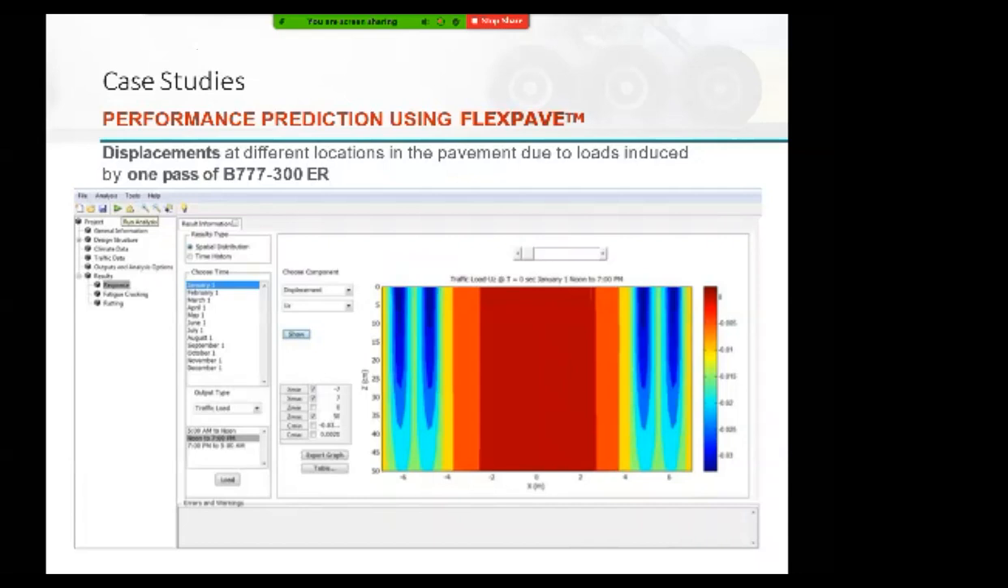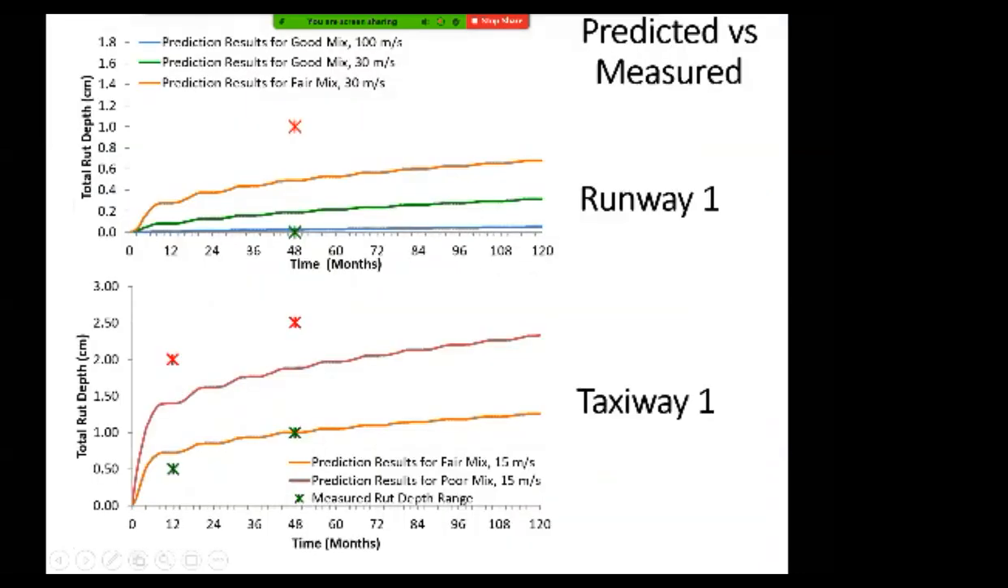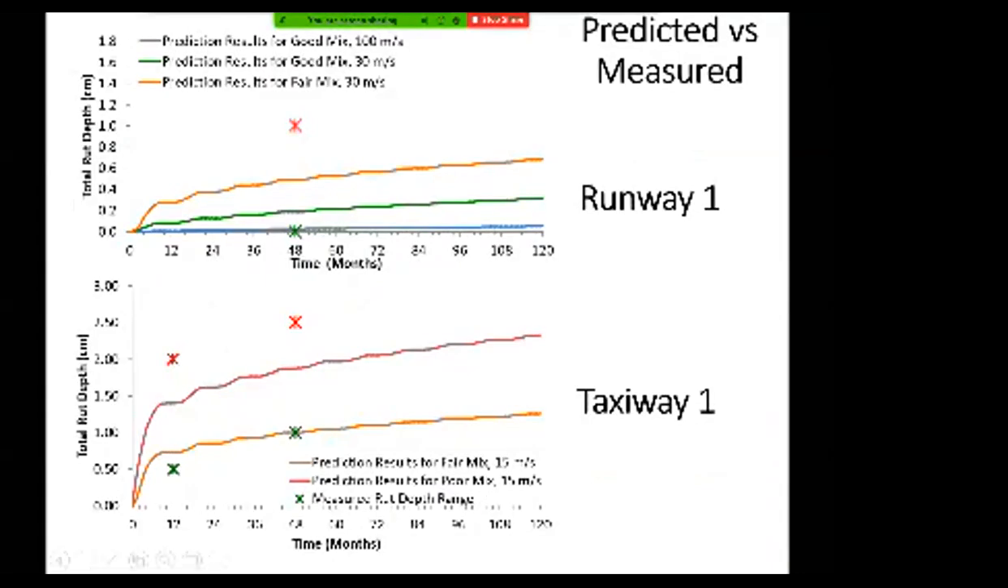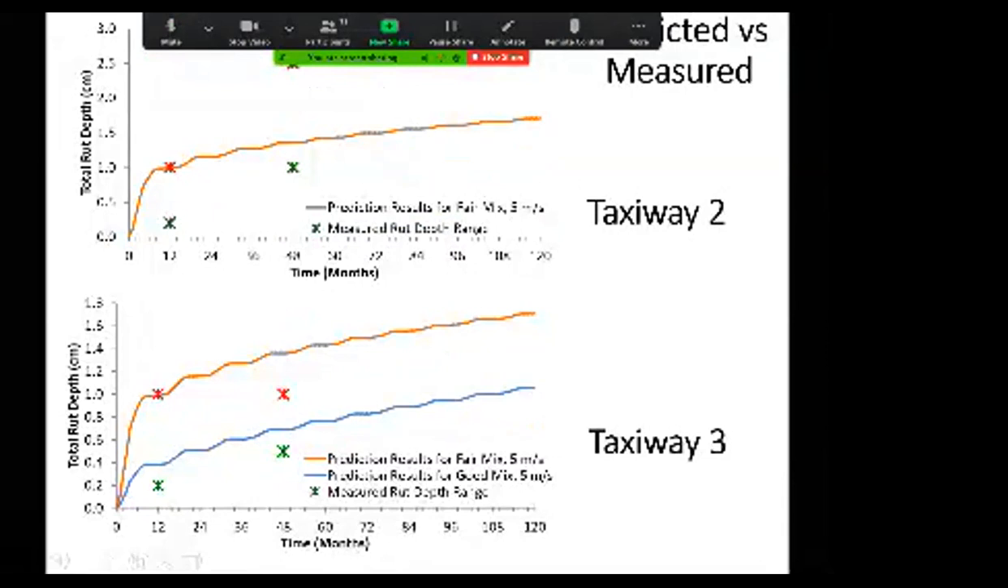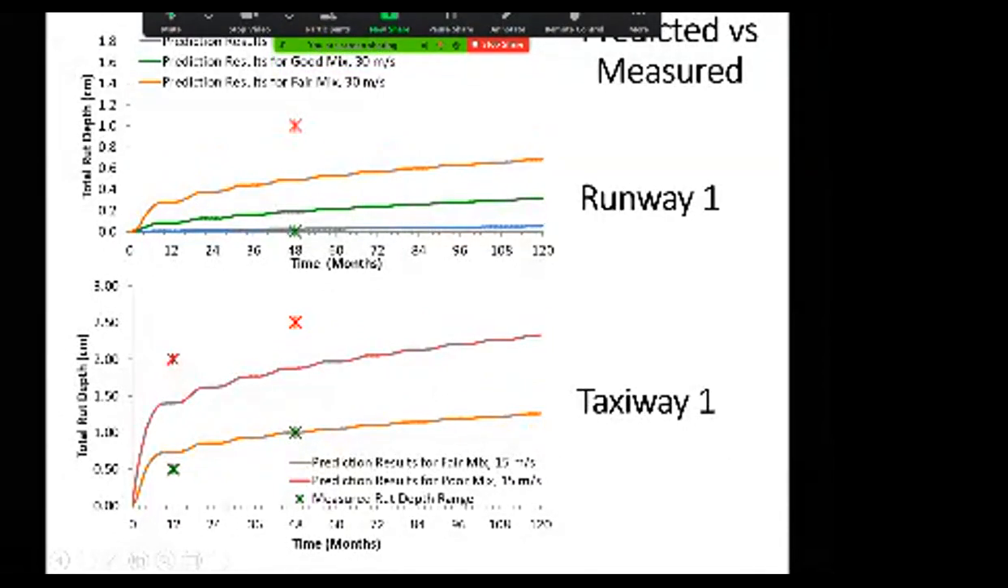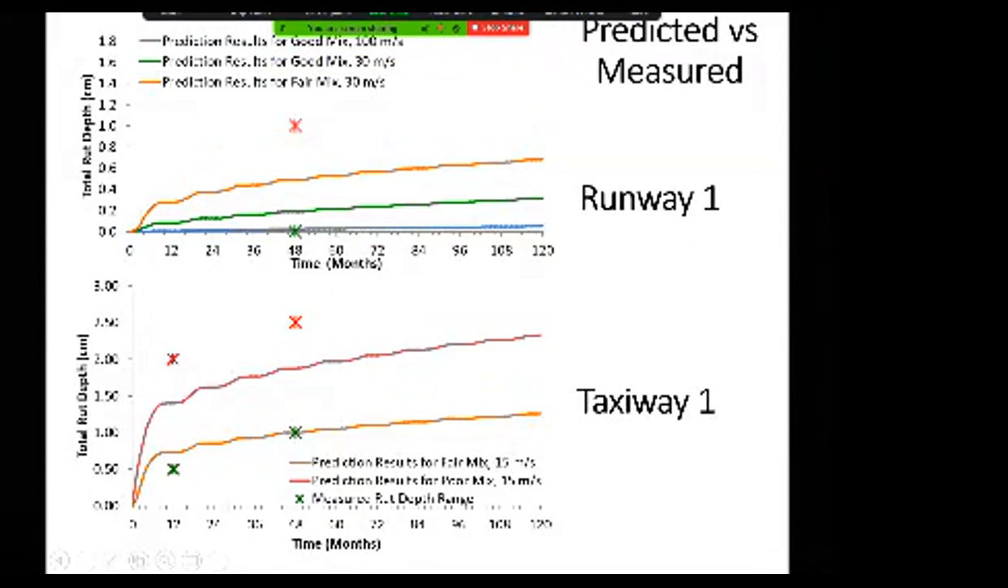And then this is a snapshot from the Flexpave. You could look at the left gears, the right gear, and under 2 of the tires, what the displacement is looking like. And what we predicted is the following. So we had good mixes collected at the runway, and we had bad mixes collected. First of all, the good mix, which is in green, at 100 meter per second and blue, 100 meter per second, didn't give lots of rutting in our prediction. The green, which is 30 meter per second, but it's a good mix, not 100 meter per second, rutted a bit more. And the fair mix at 30 meter per second rutted higher.